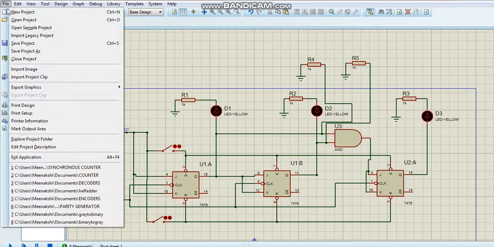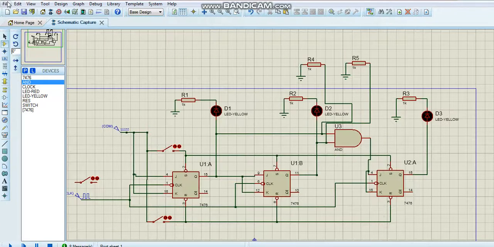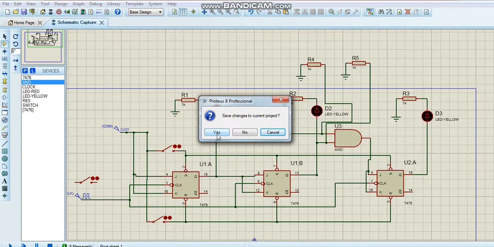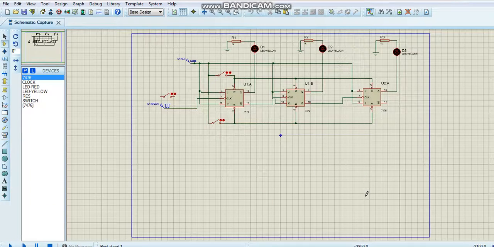Let me open the project. One minute. So it's save project. Open project. Yes, it is counter. Yes, so this is the asynchronous counter. Let me run this and show.